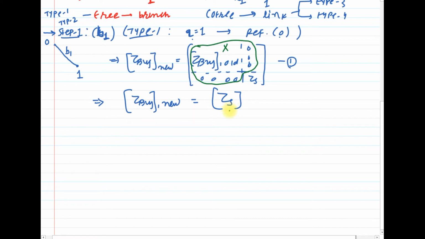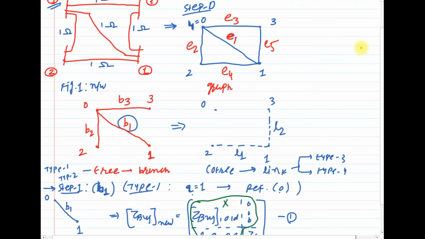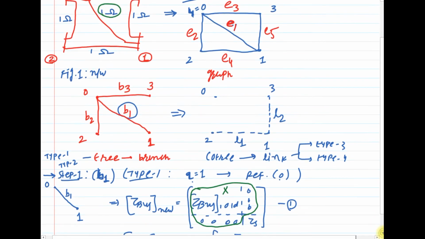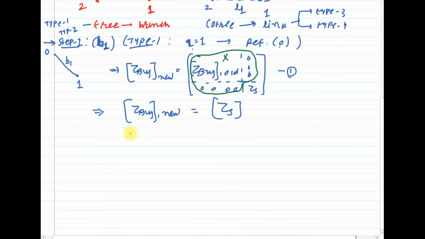ZS means the self impedance of this element B1, which is given over here, between the reference bus and bus number 1, which is 1 ohm. So the final answer for this modification is Z bus new, which is equal to ZS, which is equal to 1.